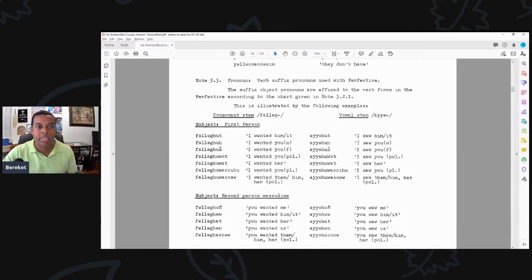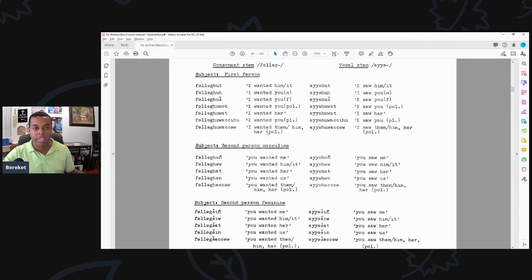And so it takes it one person at a time. This first section is just for the first person, where it's saying I wanted, and runs through all the different pronouns. So you can see how it looks when you want to say I wanted him or you, masculine, feminine, or I wanted her, or I wanted them, or I wanted you all. So falagut, falagu, falagush, and so on. And then same thing for ayahut, ayahu, ayahush, or ayosh, ayot, all the way down. These pronouns are indicating the direct object, who's receiving the action.